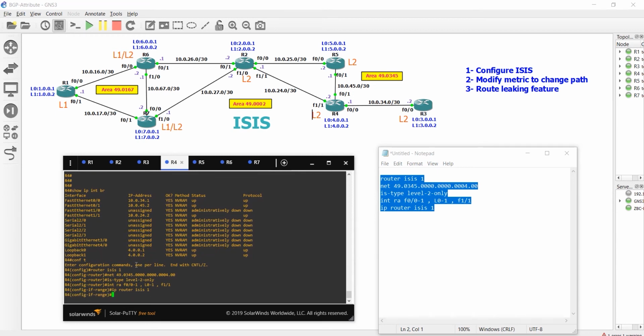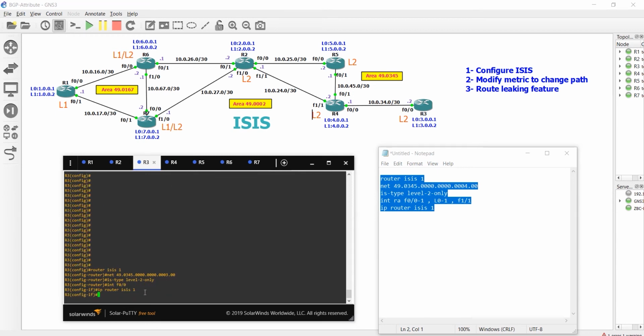And this one. Oh, I forget right here for interface range loopback 0 to 1, IP router ISIS 1, and do WR. This is okay. Yeah. I forget to enable ISIS in the loopback interface.